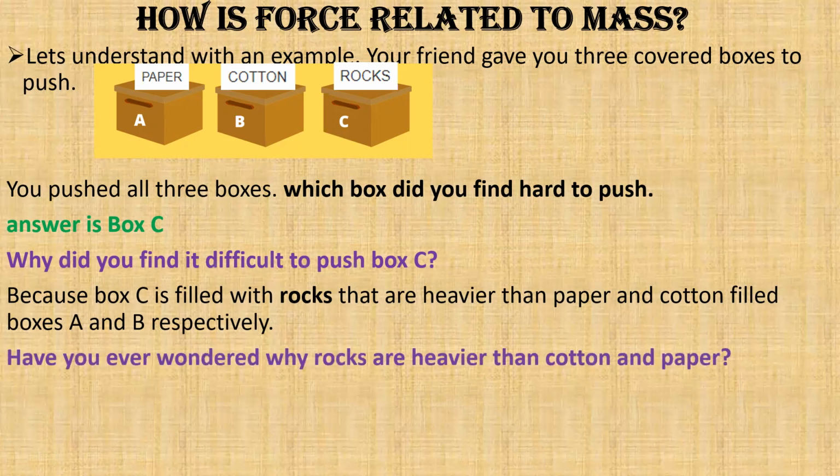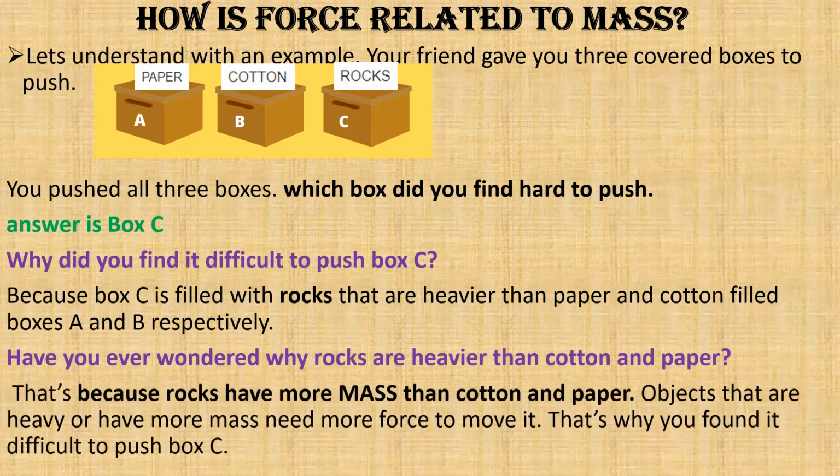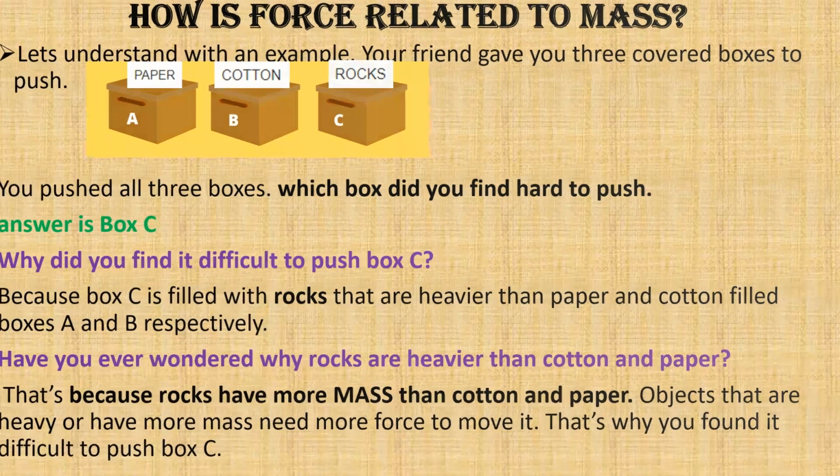Have you ever wondered why rocks are heavier than cotton and paper? That's because rocks have more mass than cotton and paper. Objects that are heavy or have more mass need more force to move. That is why you found it difficult to push box C.